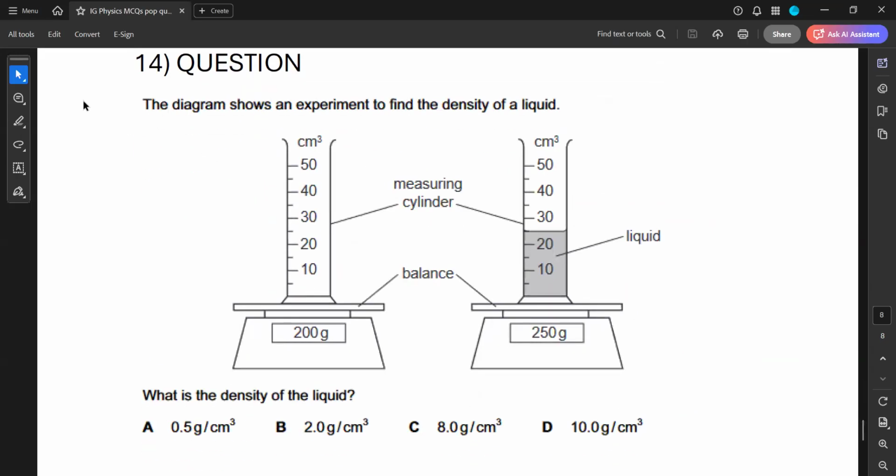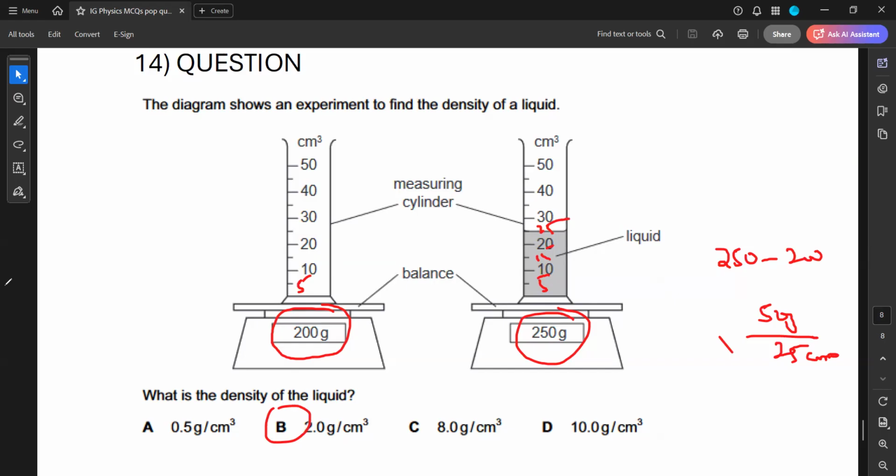The diagram shows an experiment to find the density of the liquid. As you can see, the empty measuring cylinder is 200 gram and the filled is 250. So what is the mass of the liquid inside? That is equal to 250 minus 200, which is 50 gram. What about the volume? As you can see, only two lines are there till 10, so each is representing 5. So it is 5, 10, 15, 20, and then 25. That is equal to 25 cm cube. 50 divided by 25, so we got 2 grams per centimeter cube. So B will be the right answer here.